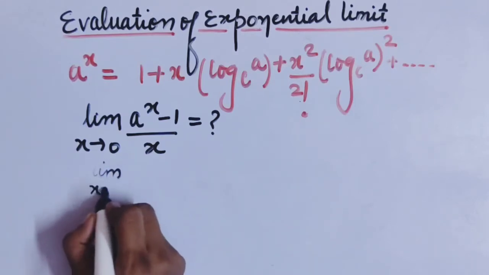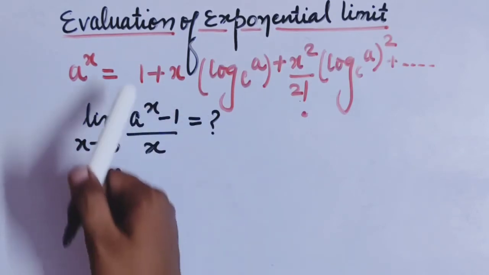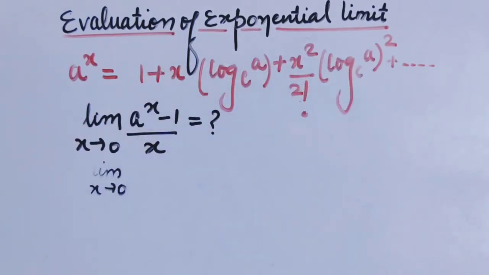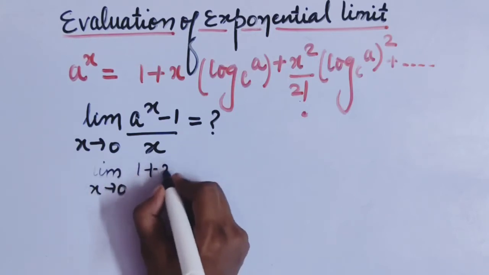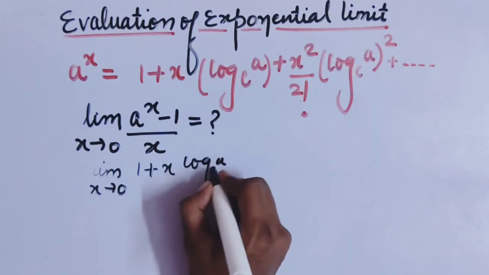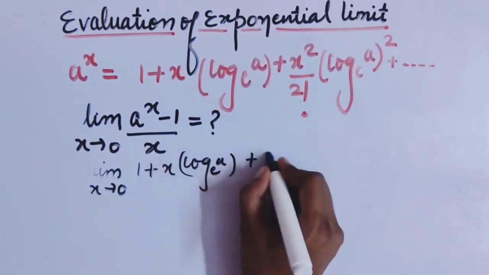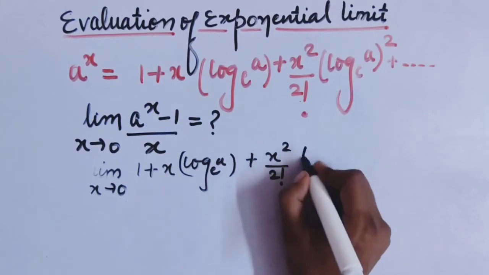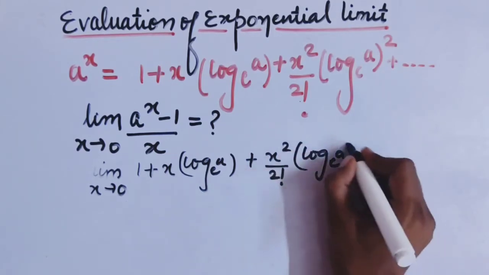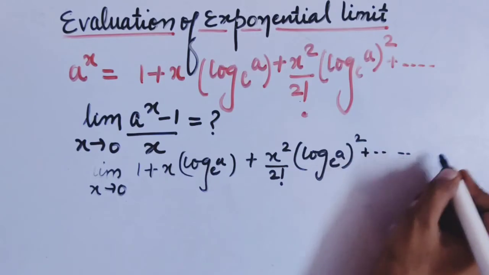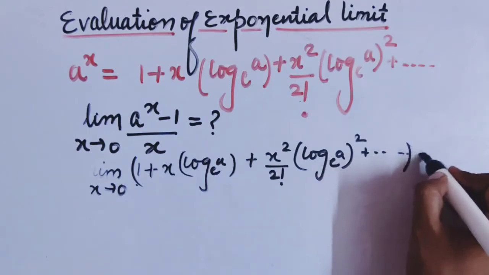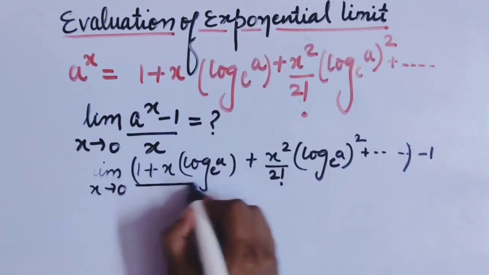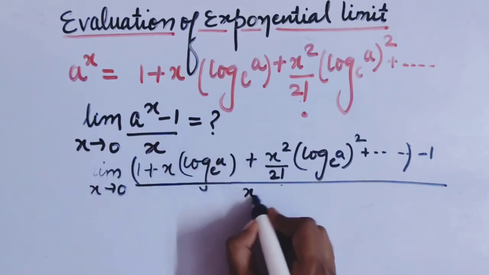Limit x tends to 0, a raised to the power x. At the place of a raised to the power x, can I put this expansion? Yes, exactly. I can put it. So what I will get? I will get limit x tends to 0, 1 plus x log a to the base e plus x square by 2 factorial log a to the base e whole square plus and so on. And minus 1 also was there, no? So it will be minus 1 at the last. And in the denominator it is x. So we will write this x only.